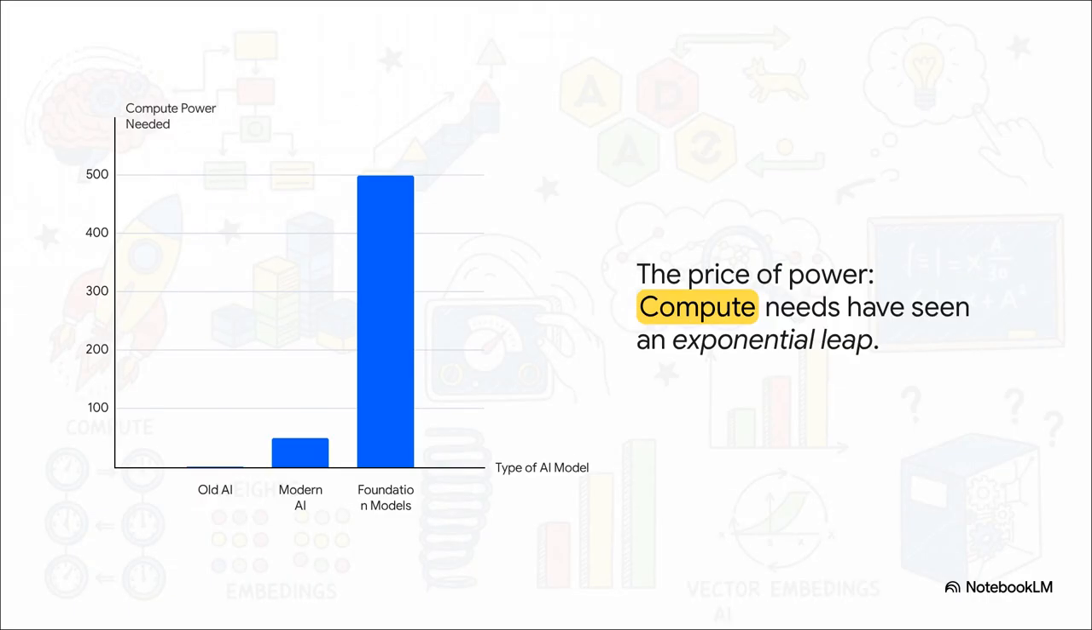The very first thing you need to understand is the absolutely staggering amount of compute, that's processing power, that these things require. I mean, just look at this chart. The jump from older AI to today's foundation models isn't just a small step up. It is a colossal exponential leap. This incredible hunger for power is what defines modern AI.